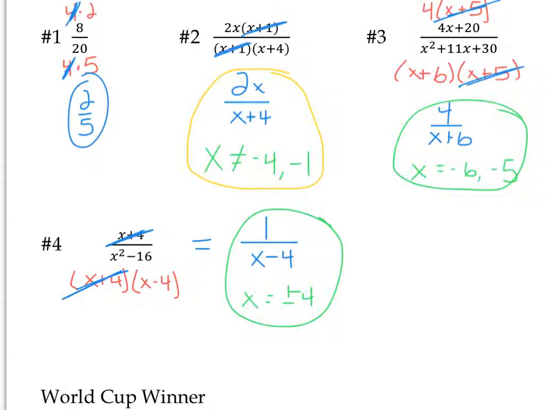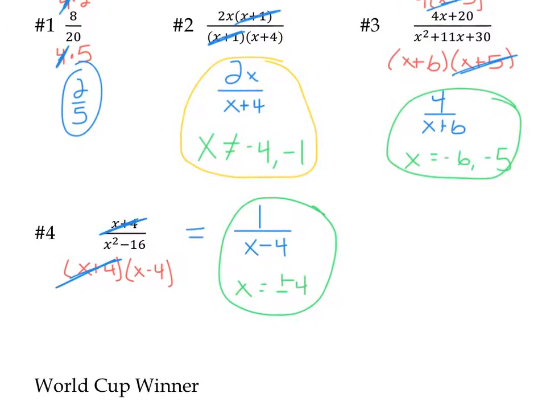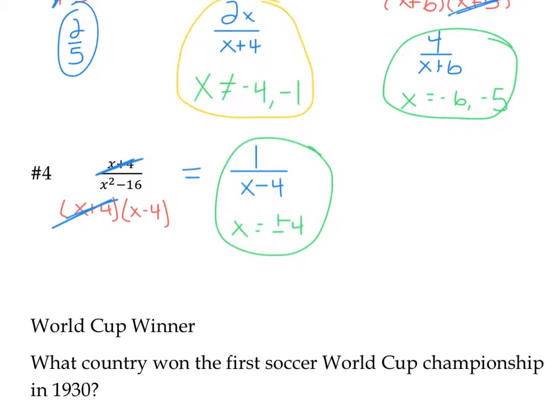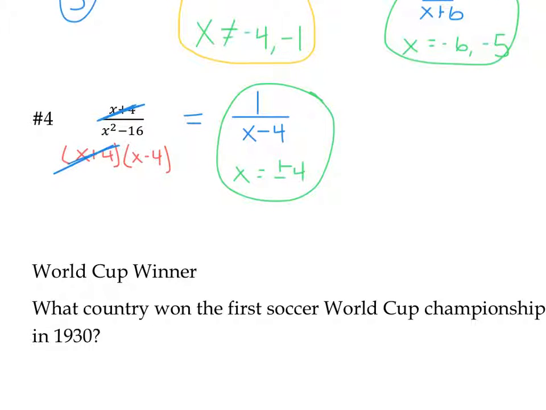Before we see some multiplying and dividing with rational expressions, I know you're anticipating that highly, but let's take a little break for a World Cup winner trivia. What country won the first soccer World Cup championship in 1930? The first World Cup was in 1930.